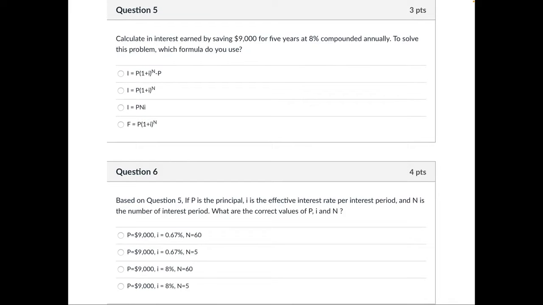So question number 5 is a new one. It's to calculate the interest earned by saving 9,000 for 5 years at 8%. Sounds the same as the first question, right? But it's compounded annually. So it's a compounding interest problem. So the compounding interest problem formula is this one.